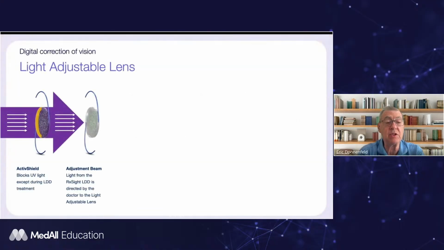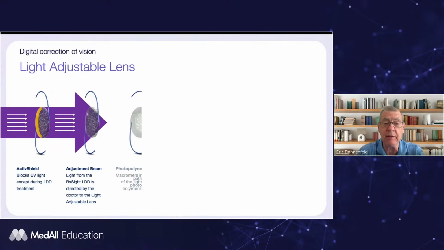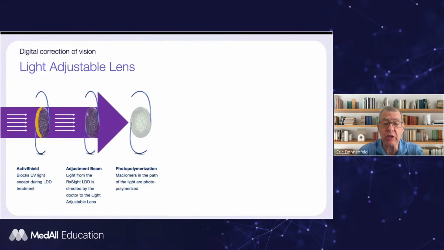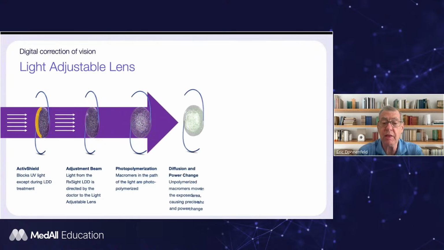These adjustable lenses work by adjusting the shape of the lens using an adjustment beam. The new lens has an active shield that blocks UV light except during the therapy, but we still recommend the use of sunglasses post-operatively, and the patients are provided these lenses. The light is shined to the eye. The photopolymerization takes place. There's diffusion and power change, changing the shape of the lens.